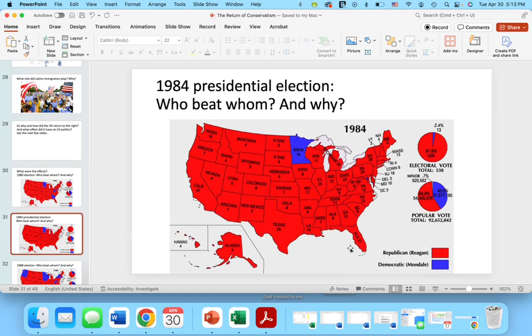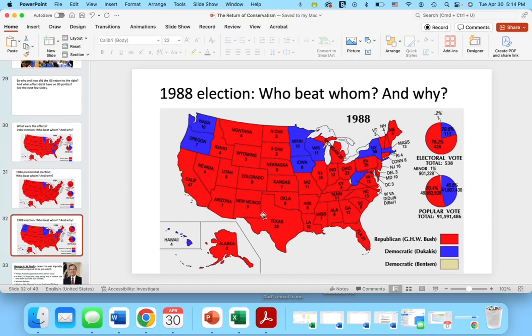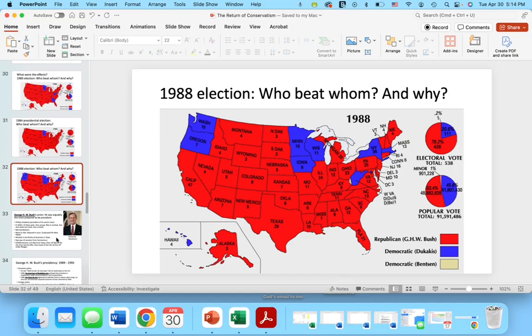4 years later, Reagan again has a huge victory. He beats a Democratic candidate, Walter Mondale, who was a senator from Minnesota. That was the only state Mondale won. And in 1988, George H.W. Bush beat Dukakis. Michael Dukakis was the Democratic governor from Massachusetts. And again, the country, the voters were mostly Republican.